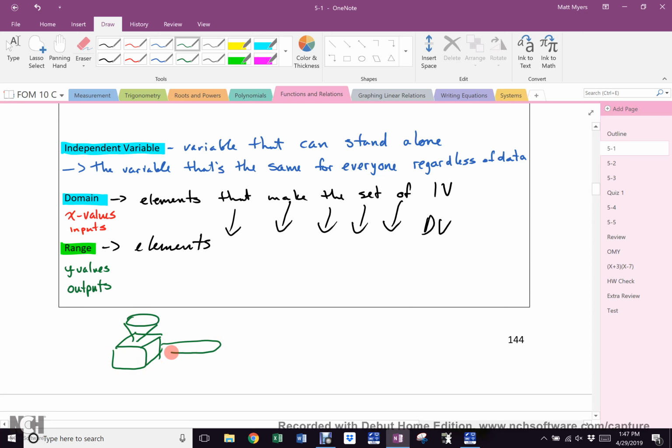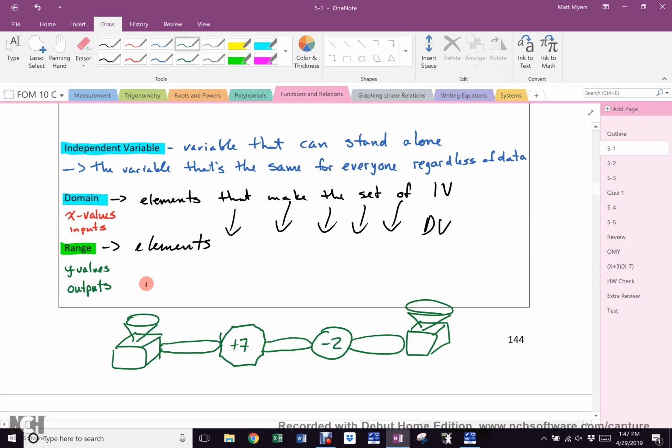And then a little belt. And then a different shape. And that had +7. And then a little belt. And then a different shape, and that had -2. And then a little belt. And then the same shape here with this. And you dropped in a 7, input 7, +7, 14, -2, 12, and you output 14. Have any of you seen that sort of construction before? That's a mathematical function, because I input 7 and I got out 14.